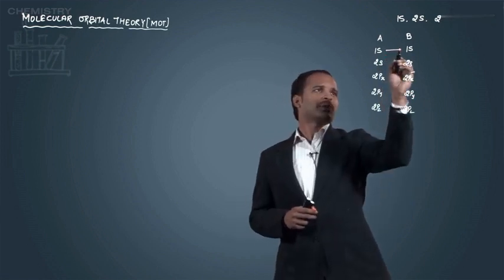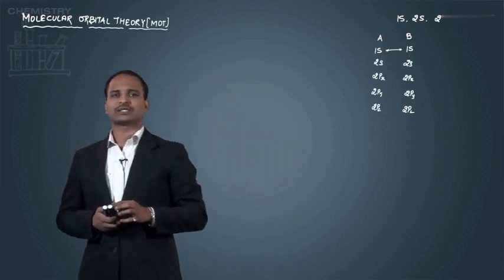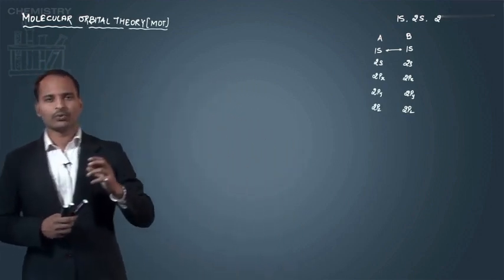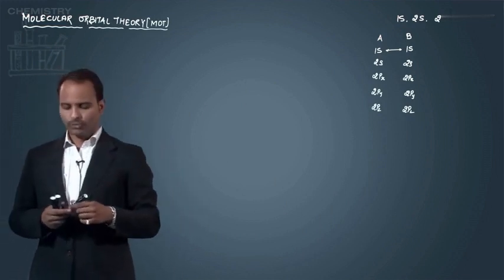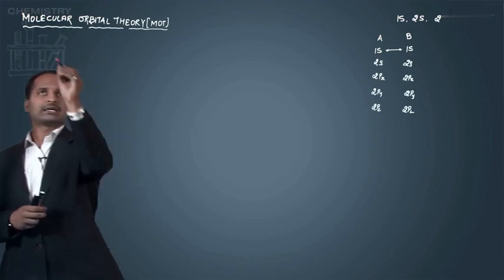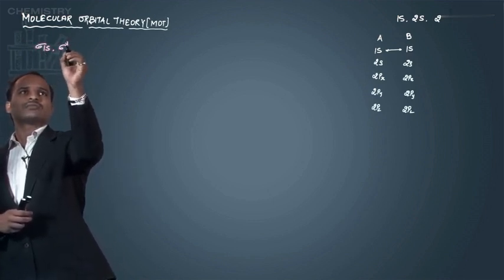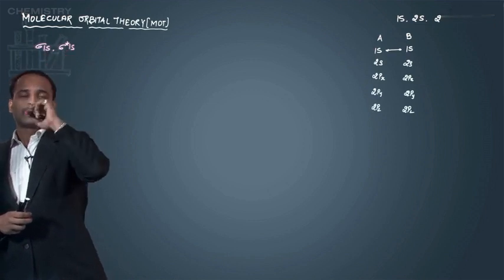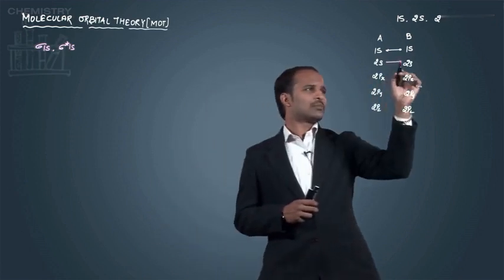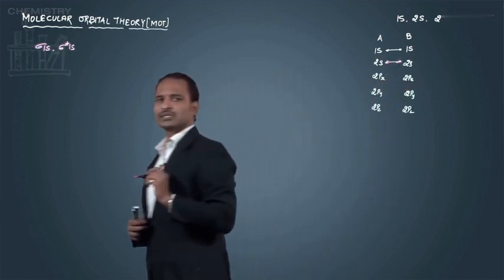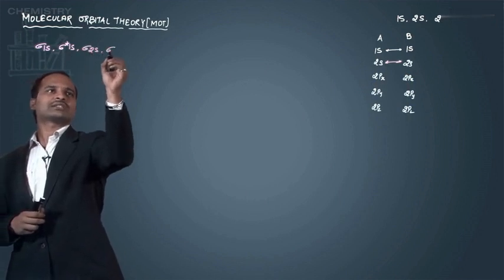If the 1s orbital of the A atom and the 1s orbital of the B atom combine together, then what happens? Ultimately 2 orbitals are combining, and if 2 atomic orbitals are combining, then 2 molecular orbitals will form, and they are sigma 1s and sigma star 1s. Similarly, if 2s and 2s combine, then we get sigma 2s and sigma star 2s.